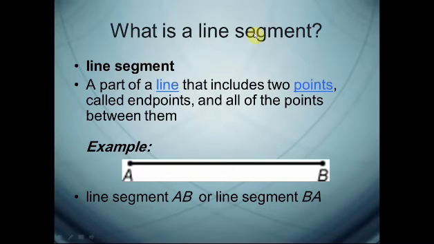What is the line segment? The line segment is a part of a line that includes 2 points called endpoints and all of the points between them. This example is line segment AB, or we can also read it line segment BA. The line segment here has 2 endpoints, so we can measure its length.